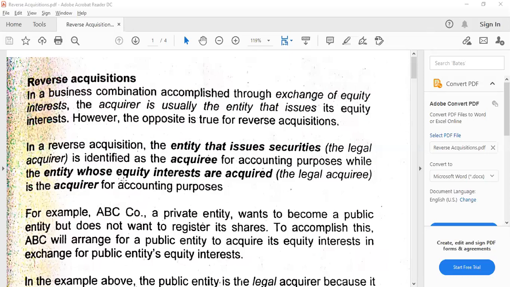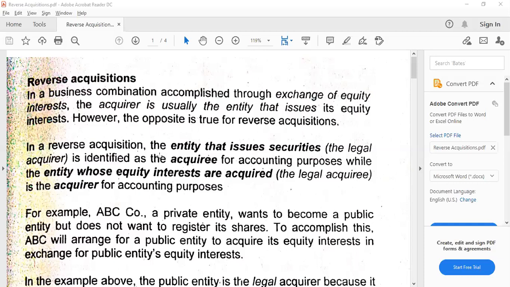Normally, if we say acquisition or business combination, which is the conventional, usual, or normal acquisition, remember, it's so simple, it's so straightforward. The parent, also known as the acquirer, acquires the acquiree or subsidiary.